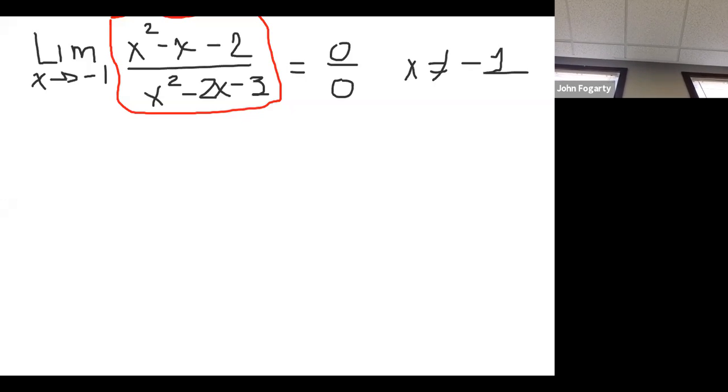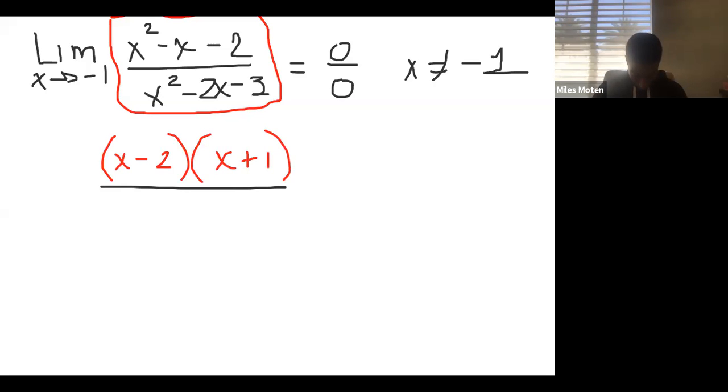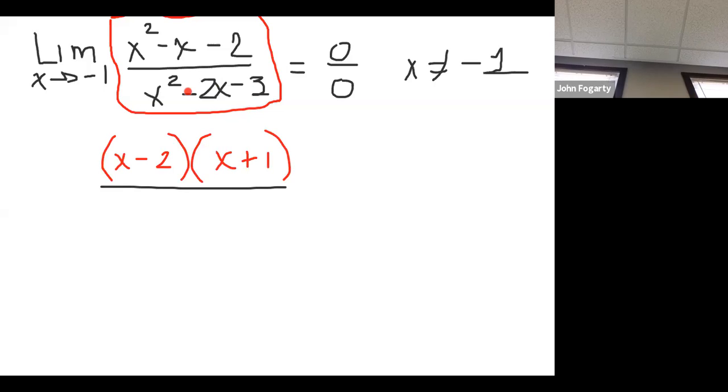So when I take my numerator, x squared minus x minus 2, I'm just going to factor it. And what am I going to get? I'm going to get x minus 2 times x plus 1. Do we all agree with that? Yes, sir. Yep. And now I'm going to factor the denominator. And I'm going to get what? X minus 3 times x plus 1.